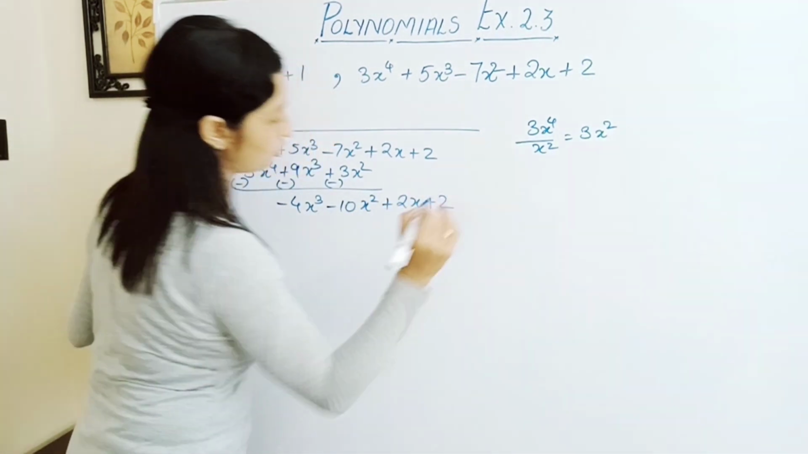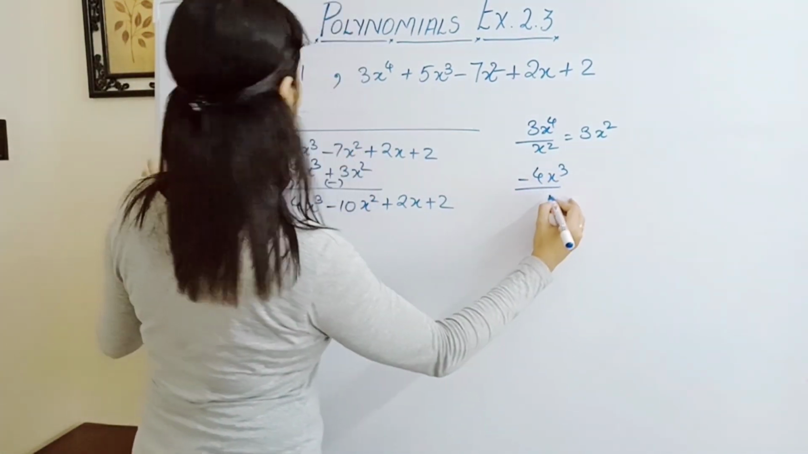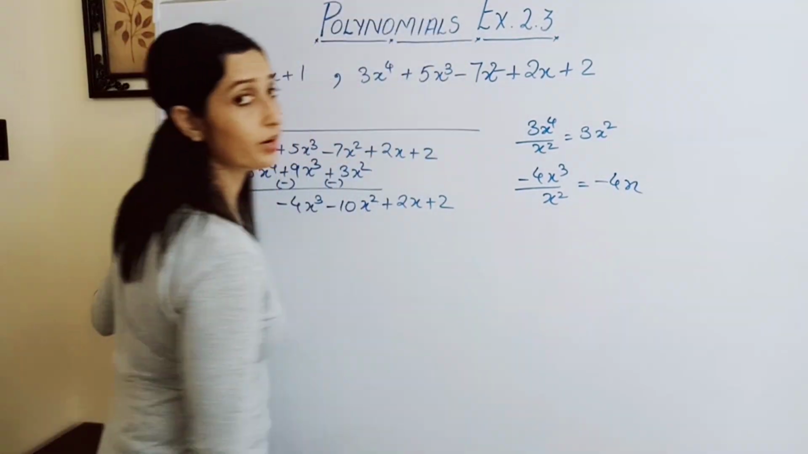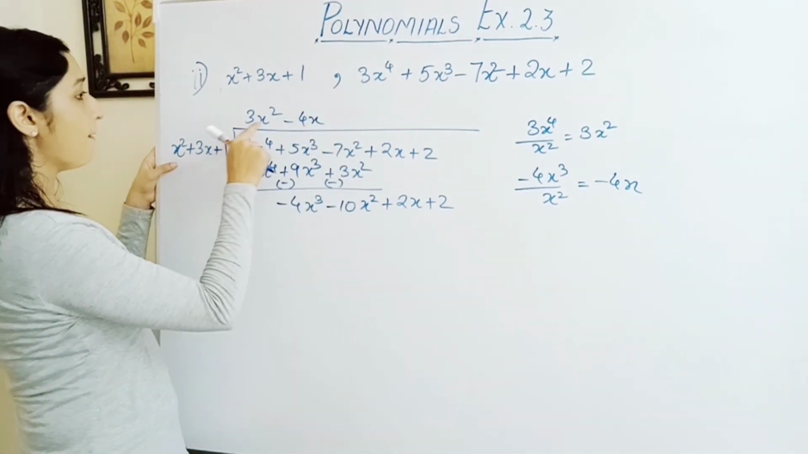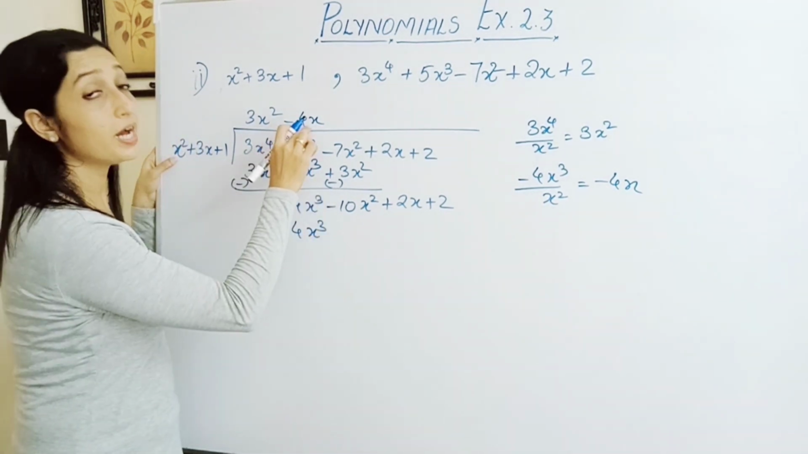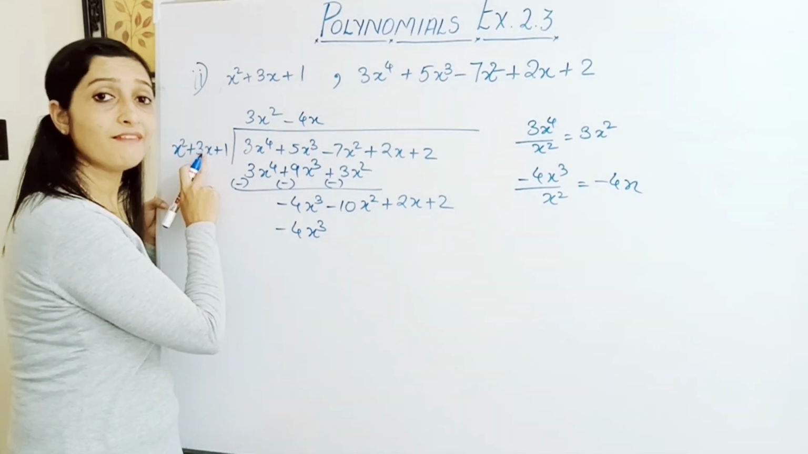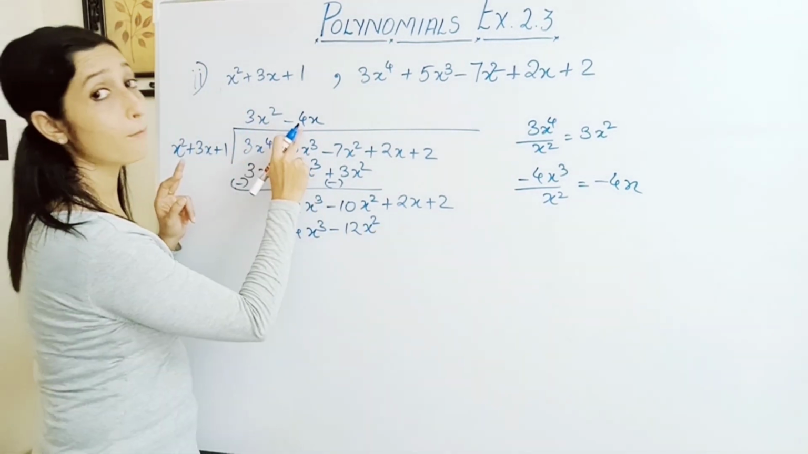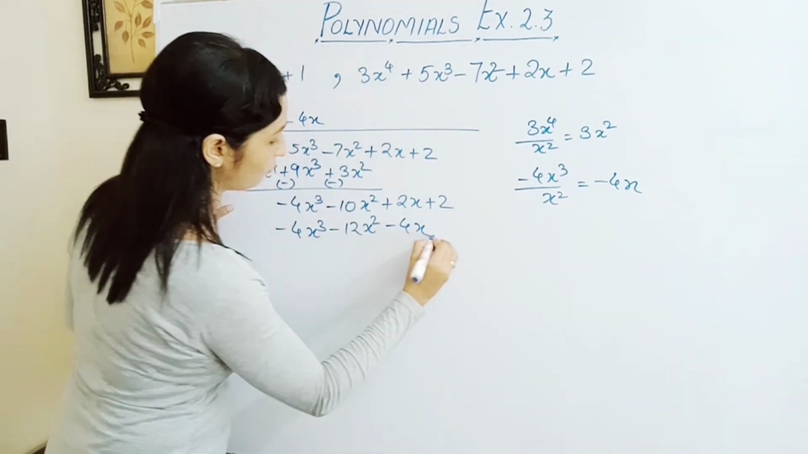Now let's find the next term of the quotient, that is minus 4x cube by x square. So what do you get? You get minus 4x. So here we write minus 4x. Now what do you get here? Minus 4x into x square, so that is minus 4x cube. Minus 4x into plus 3x, so that is minus 12x square. Now minus 4x into 1, so that is minus 4x. Now you reverse the signs.